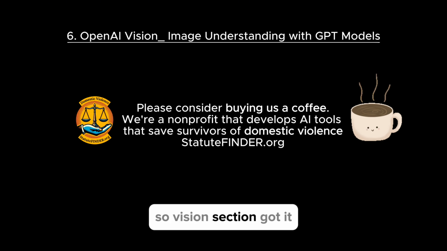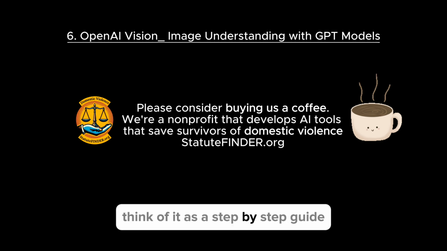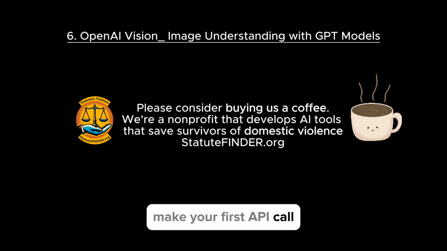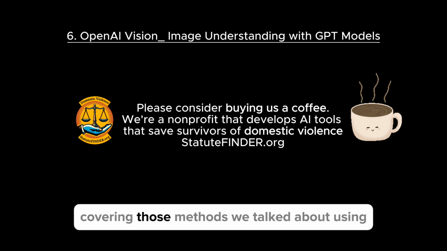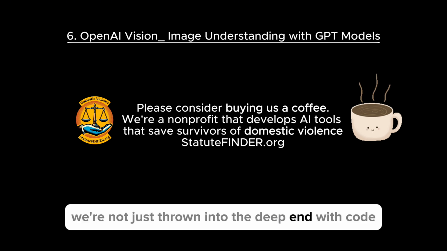Okay, so vision section. Got it. What kind of information can we expect to find there? Think of it as a step-by-step guide. It starts with the basics, explains how to set up your API key and make your first API call. Then it dives into the specifics of working with images, covering those methods we talked about, using image URLs and base64 encoding. Okay, so it's laid out in a logical way. We're not just thrown into the deep end with code.